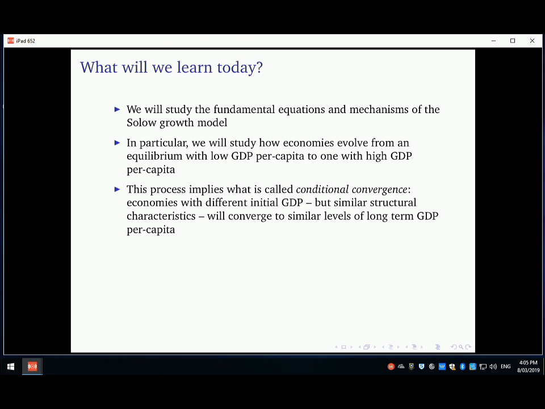The process of economies evolving from some level of low GDP to higher GDP per capita, we will understand through the lens of our model as conditional convergence.